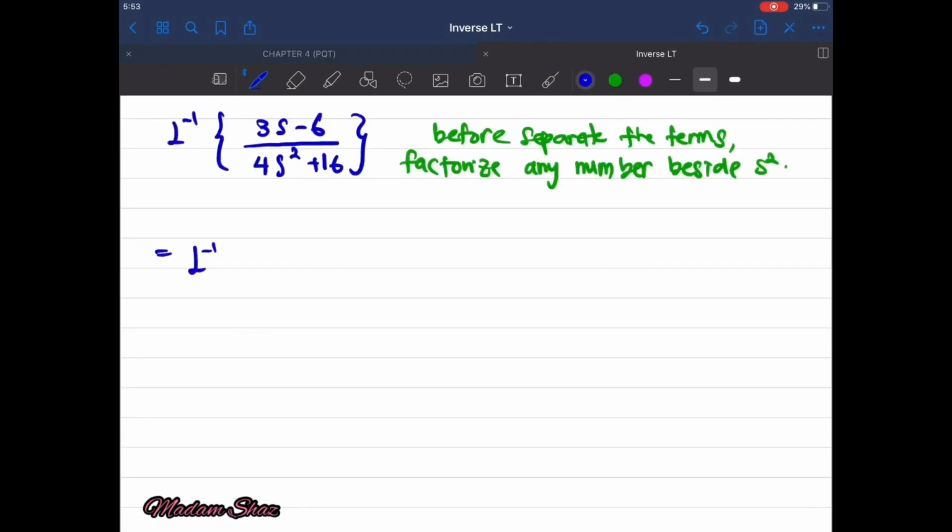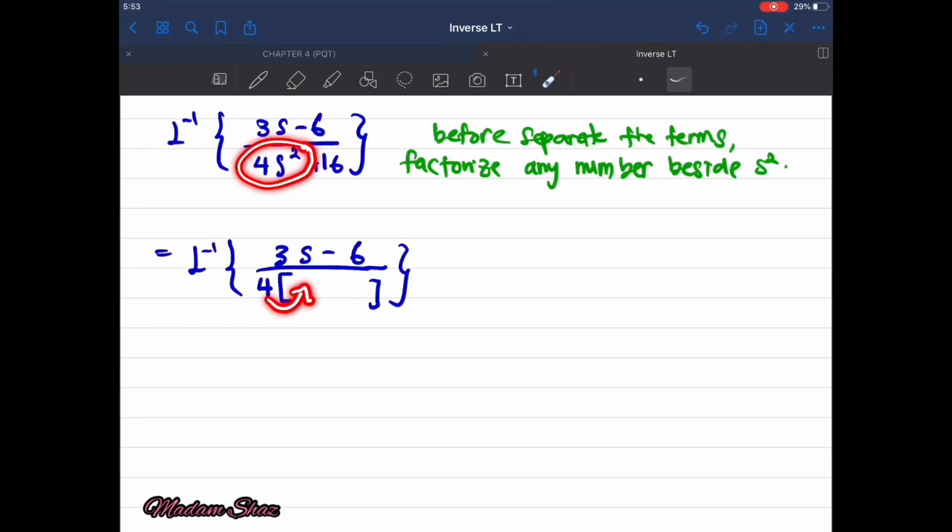So therefore, Laplace inverse, still in the same curly bracket, 3s minus 6 divided with 4, make it in bracket. Okay, so when you factorize 4, it must be still in the same curly bracket. 4 multiply with what, so that it will become 4s square? So 4 must be multiplied with s square plus 4 multiply with what, so that it will become 16? So 4 multiply with 4. So now we can separate the terms at the upper side.